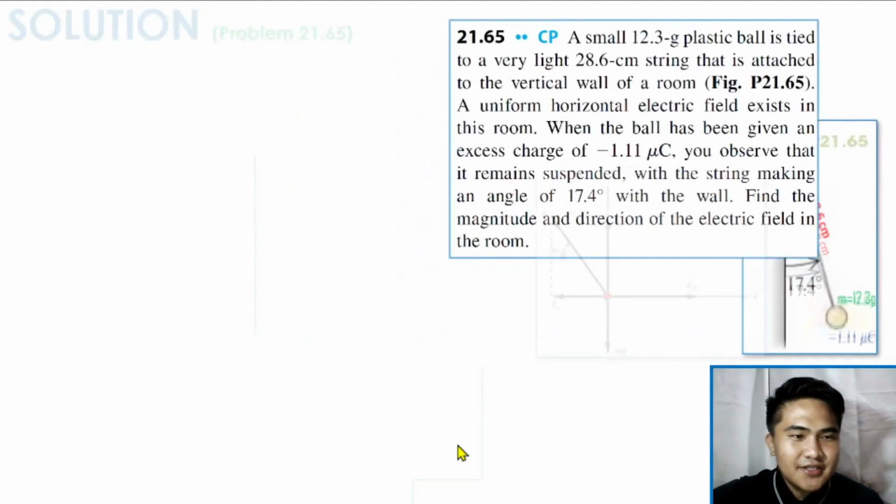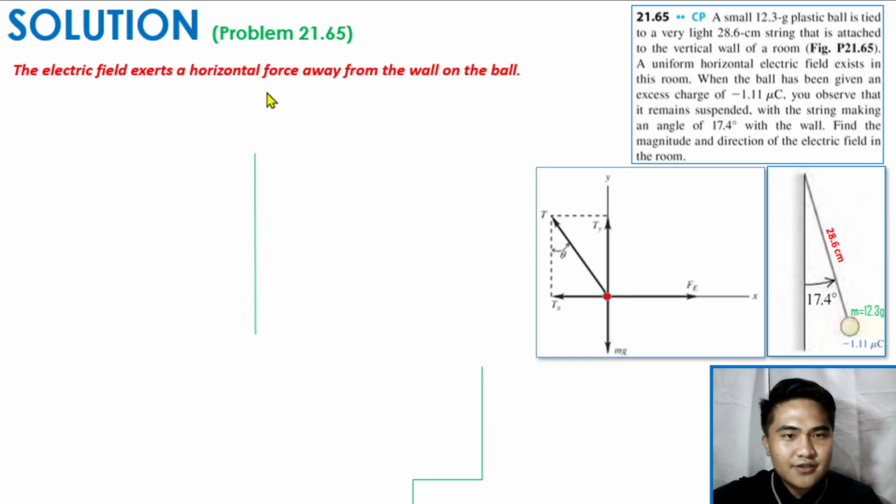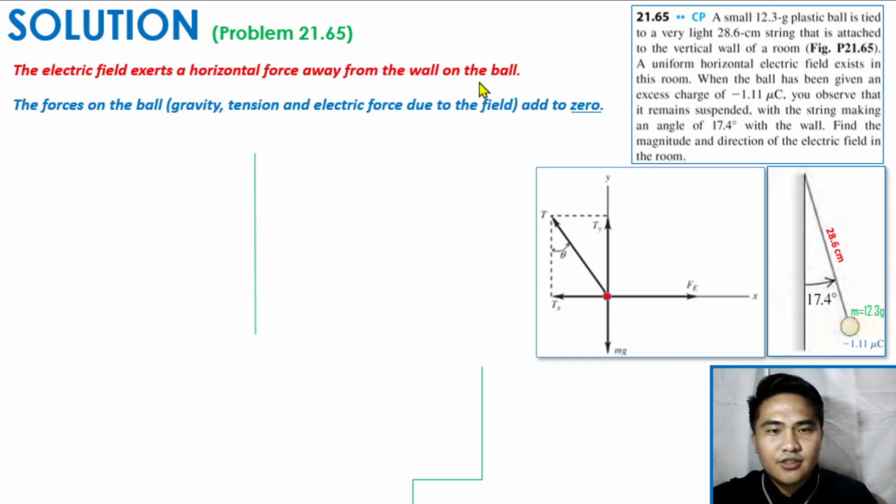To answer this, let's have first the force diagram. The ball experiences tension from the string, and it has two components, Ty and Tx. There is also an electric field, and this is the electric force due to the field, and the ball has weight.